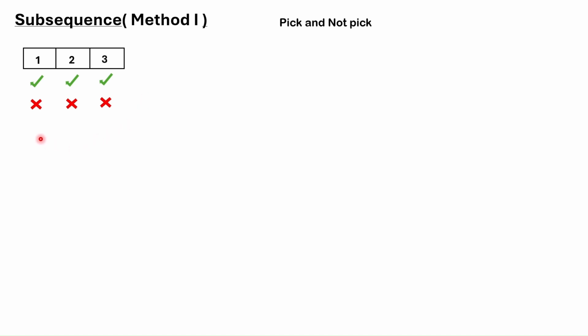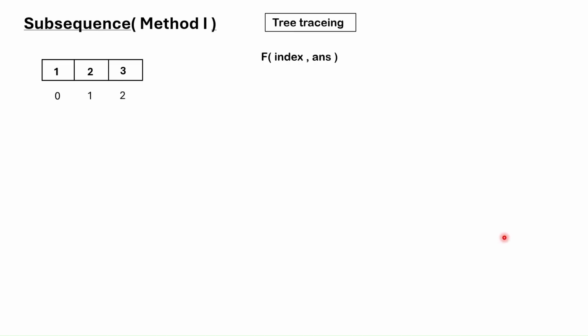So for the zeroth index, we have two choices. For the first index, we have two choices. For the second index, we have two choices. And if we multiply these two three times, we get 2 to the power 3. So we can say that for n number of elements, we will have 2 to the power n subsequences.